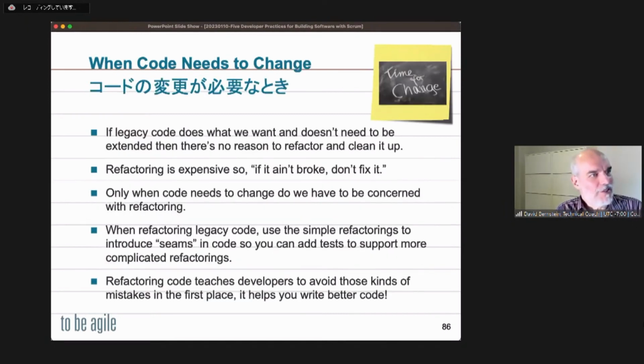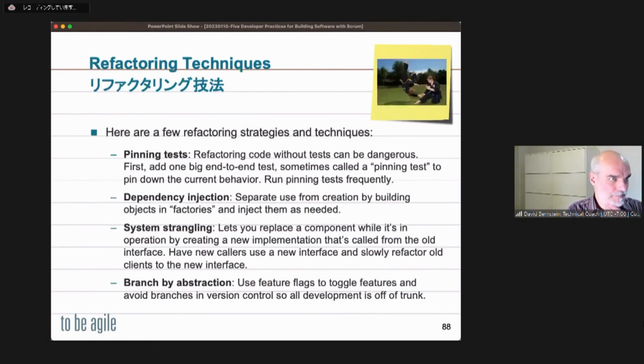So when code needs to change, and legacy code, I think of more as landmines than time bombs. So if it ain't broke, don't fix it. And very often, legacy code works just fine. But when we need to add features to it, that's when we have to start to think about how do we do that? And how can we refactor the code so that it's more straightforward to add features?